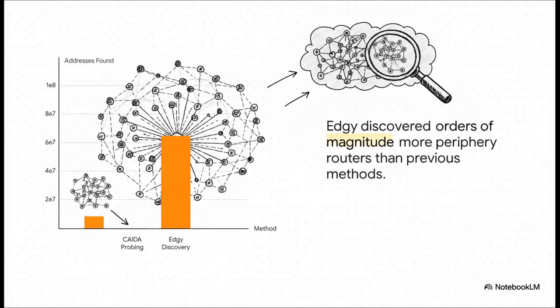And this chart just brilliantly illustrates their success. I mean, look at this. Before EDGY, the best methods had found maybe 164,000 of these last hop routers. Using its clever techniques, EDGY discovered nearly 65 million of them. That is an absolutely incredible leap in our understanding of what the modern internet actually looks like.